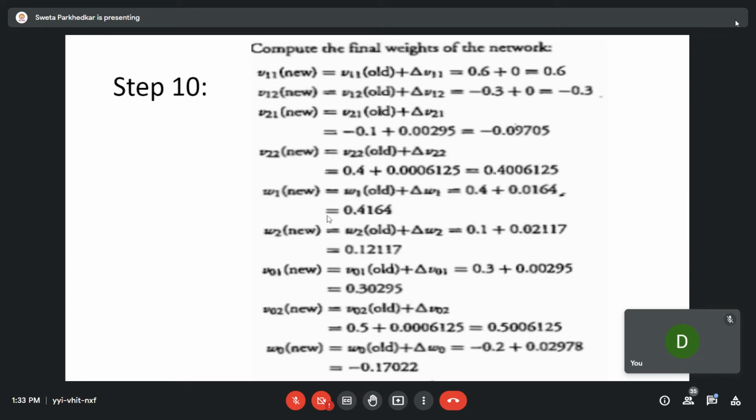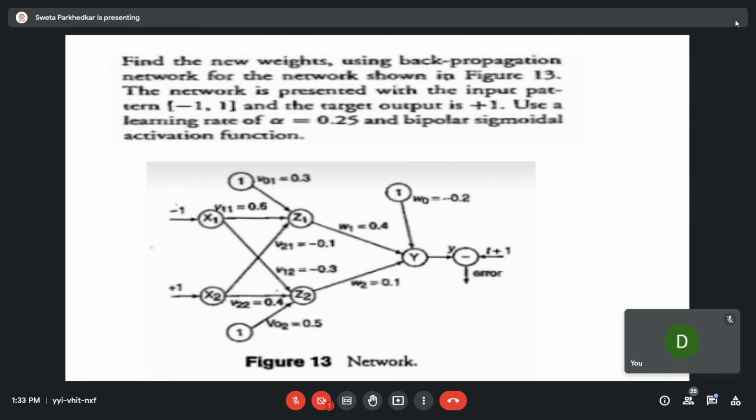Done with this problem? Yes, ma'am. Okay, we'll see the next problem. This is also a similar one. Ma'am, for how many marks do these sums usually come? This will be a problem of 10 marks, and this is one of the important problems. A back propagation problem will definitely come.